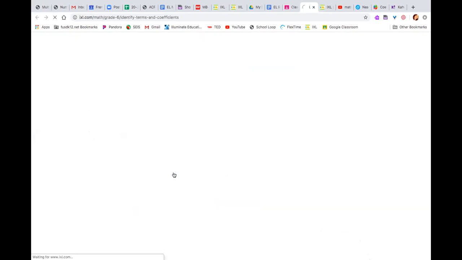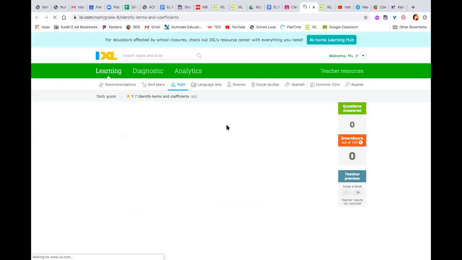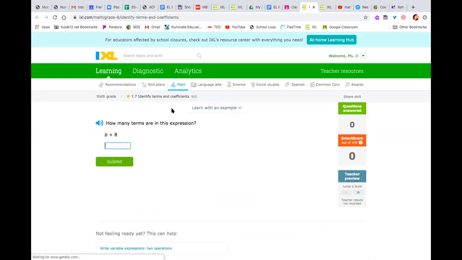Also, I will post the link for that coefficient lesson so you can go over it again on your own. So this is the IXL that goes with it. There's two things they're saying, because it's saying identifying terms and coefficients. So remember, box your terms, box your terms, box your terms. That's what this is about. So you may need to write it. Okay. So how many terms are in this expression?